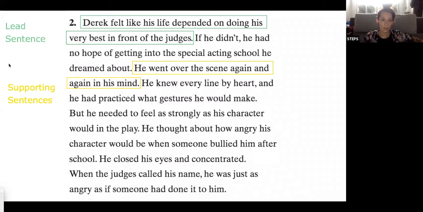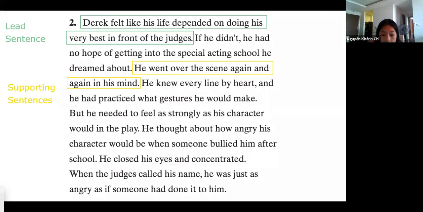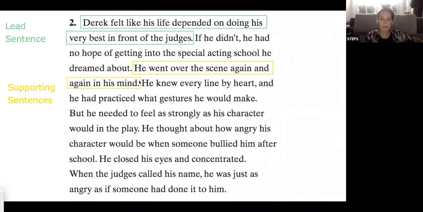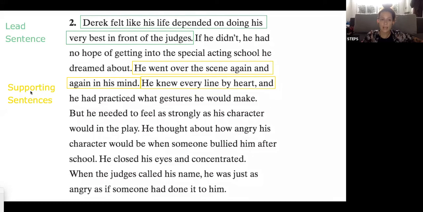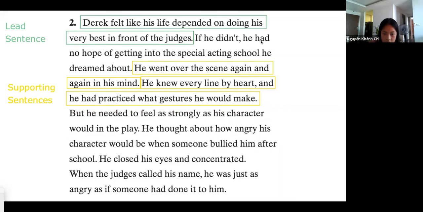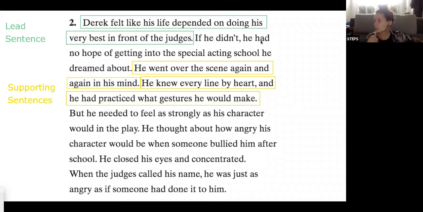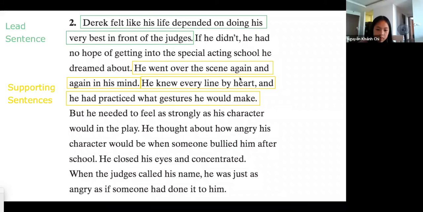Okay, good job. Mitzi, do you see any more supporting sentences in this paragraph? He knew every line by heart, and he had practiced what gestures he would make. Okay, so Mitzi, what does this tell us about Derek? We know he's trying to get into acting school. How does Derek feel about this audition? He is nervous. He's nervous, but why is he so nervous? Is this important to him or does not matter? It is important to him. It's very important to him. Okay, good job.